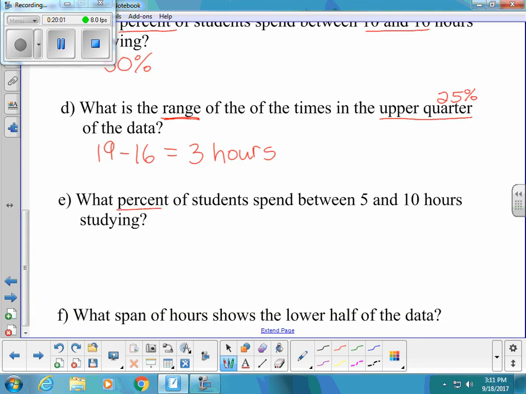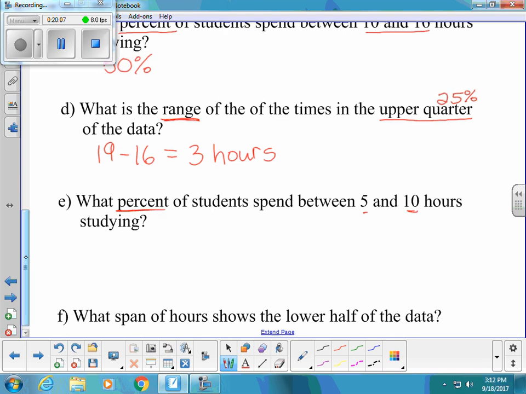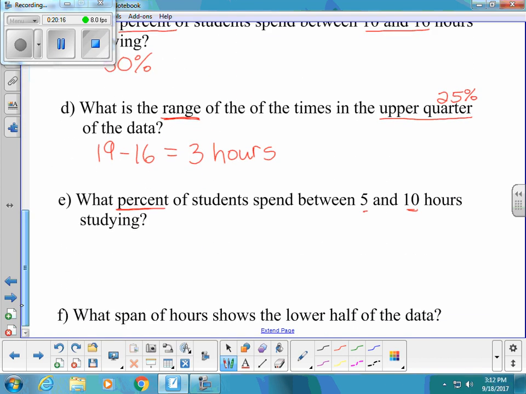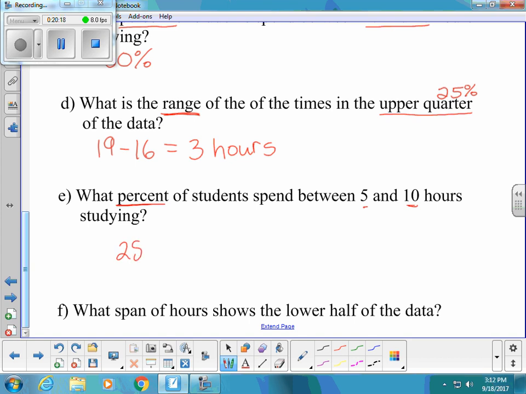Okay, percent question again. What percent of students spend between 5 and 10 hours? Here's 5, here's 10, that's 25%. Labeling this graph is really helpful.